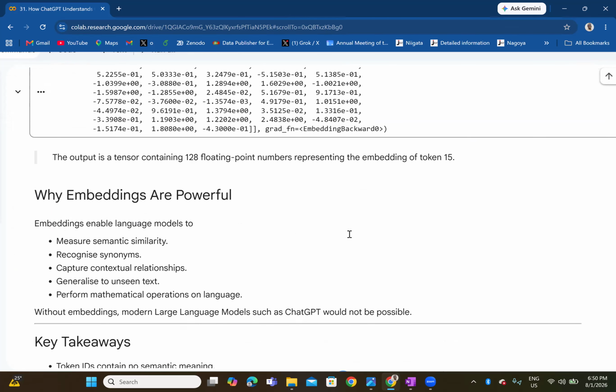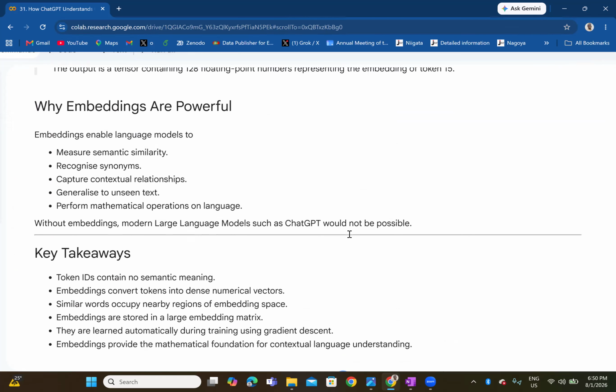Now, why are embeddings powerful? Embeddings enable language models to measure semantic similarity, recognize synonyms, capture contextual relationships, generalize to unseen text, and perform mathematical operations on language. Without embeddings, modern language models such as ChatGPT would not be possible.